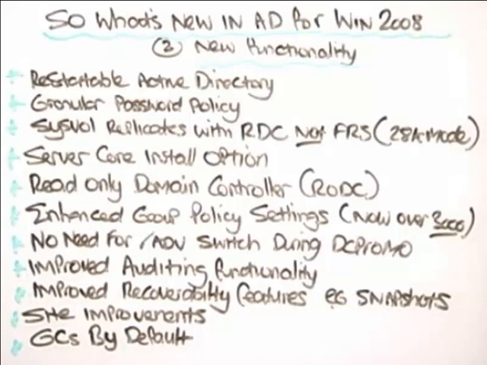Also, we've got improved recoverability features. So again, including something called a snapshot. So an AD snapshot allows you to take a picture of your Active Directory, you can make changes, and then you can compare the snapshots at later stages. Again, a very, very useful feature for, let's say, recovering lost items.